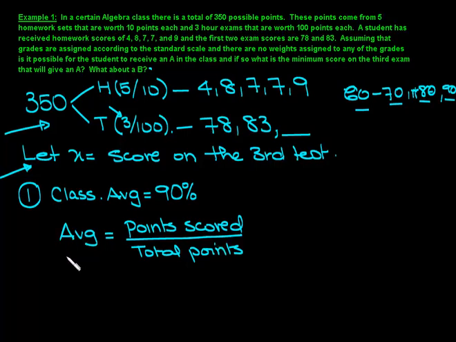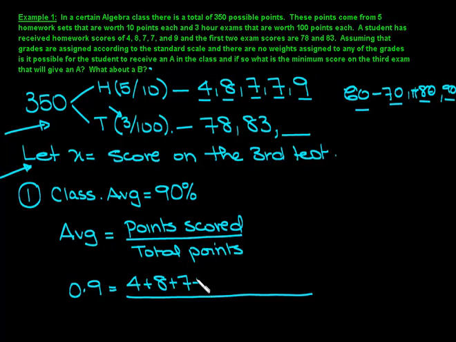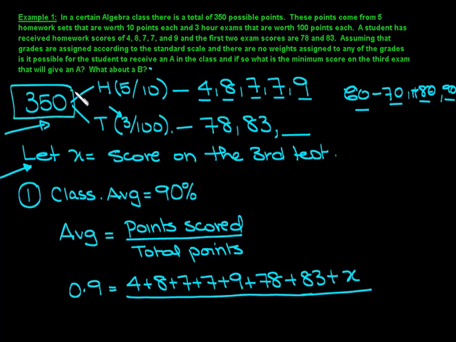So in our case, let's start using this formula. So we came up with this formula. So now we know the average is 90%, so we can write it as a decimal, 0.9. And the points scored is all the points that we've scored in this class so far, which would be 4 plus 8 plus 7 plus 7 plus 9, plus the points on the test, which is 78 plus 83 plus x. Remember, the x is the points on the third test. That's the total points scored in the class divided by the total points in the class, which we already know is 350.